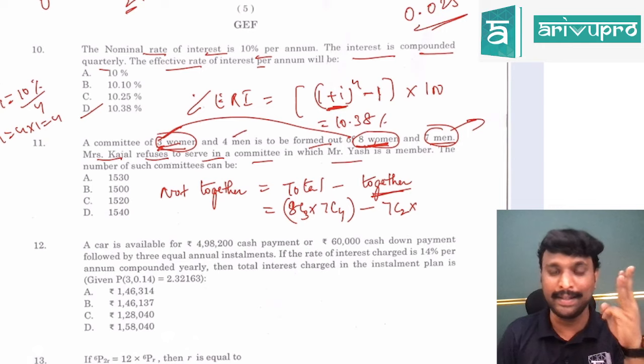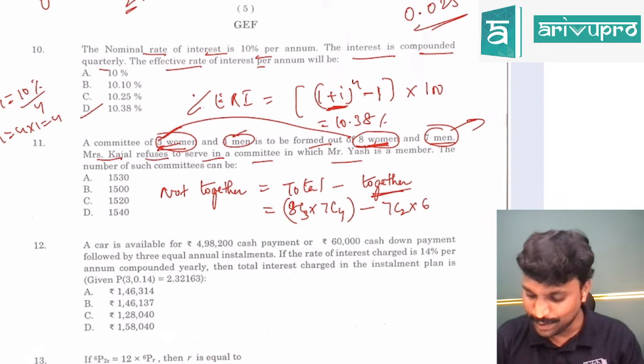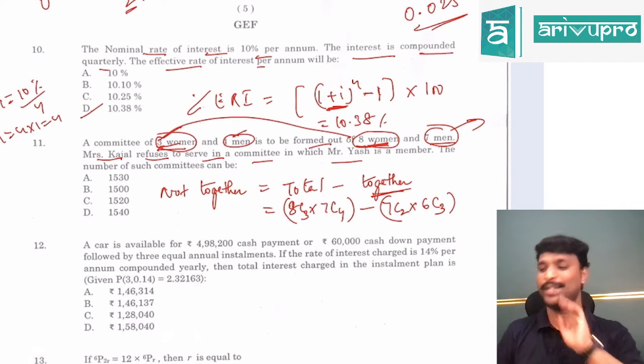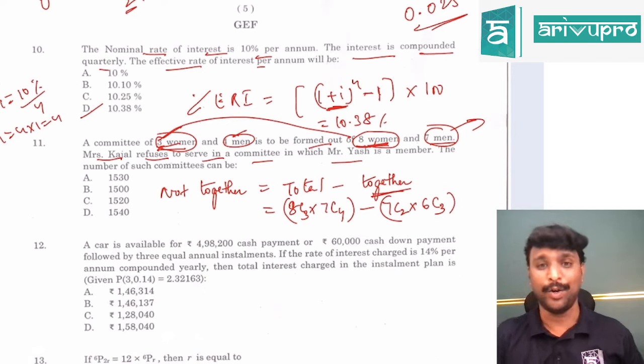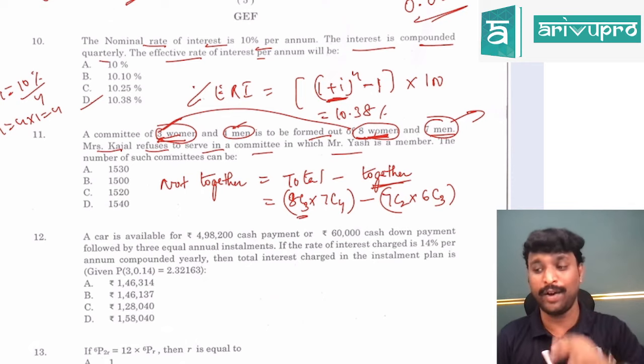Yash is there. So remaining 3 men you have to select from how many men? Not 7 men, 6 men. So 6C3. Guys, you can solve this in one step in the calculator. How do you do it? 8C3. How do you find out 8C3?